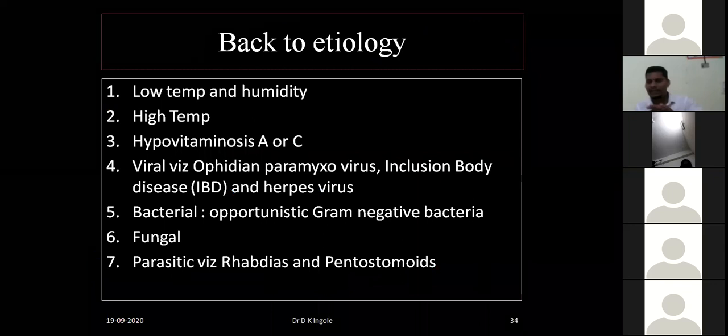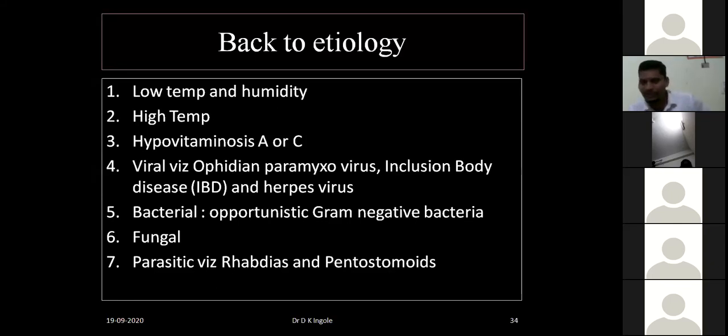Now we have collected the blood, we have done hematology and all those things. But if any patient comes, we can think of this etiology. First is low temperature and humidity, or high temperature and humidity, then hypovitaminosis A or C, because this will influence the immune system of the animal. Once the immunity is lowered, it can suffer from any kind of illness. There are some viral, bacterial, fungal, and parasitic infections also.